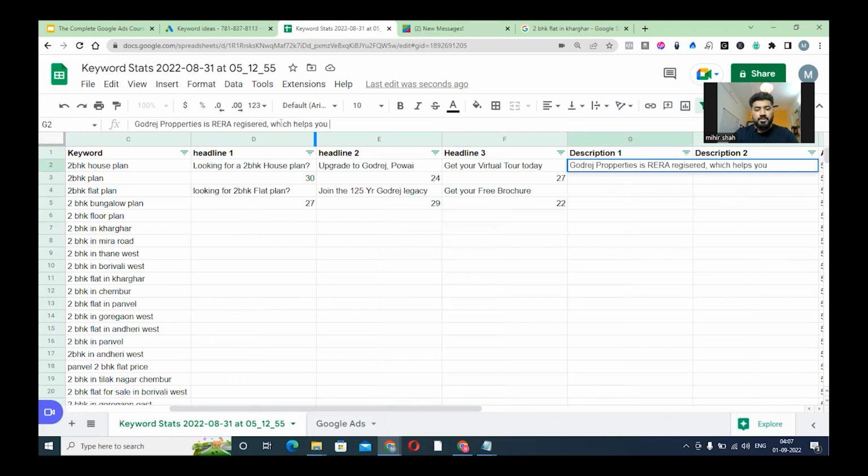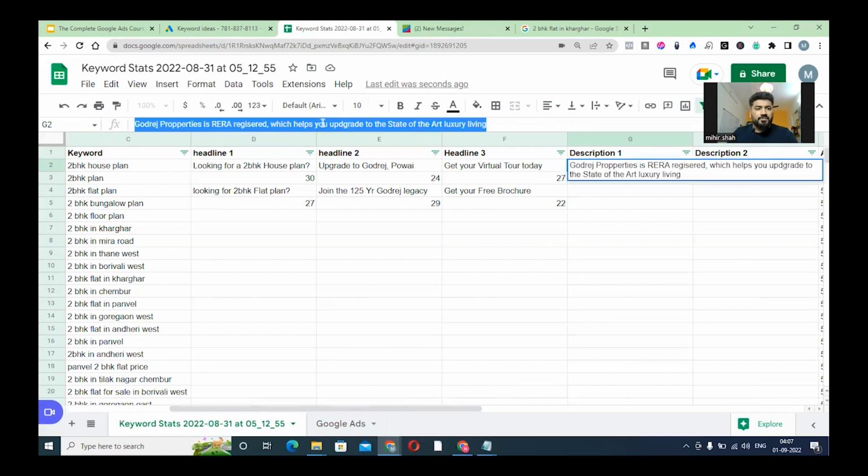helps you upgrade to the art luxury living. Now again, I'm going to check the length. It's 100. So I'm going to have to remove something. Godrej property is RERA registered, which helps you upgrade to the state of the art luxury living. All right.